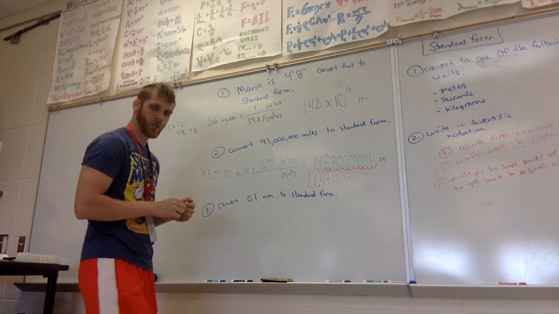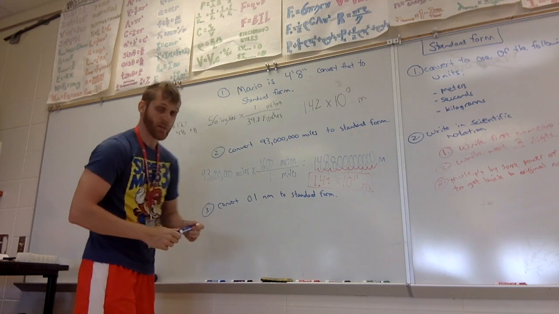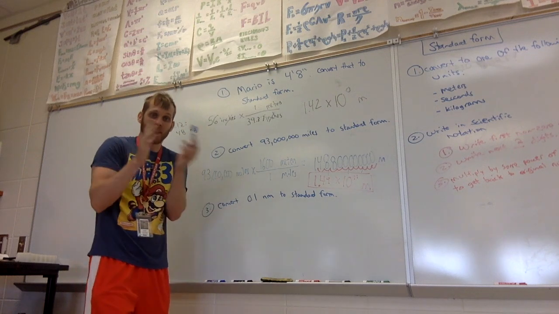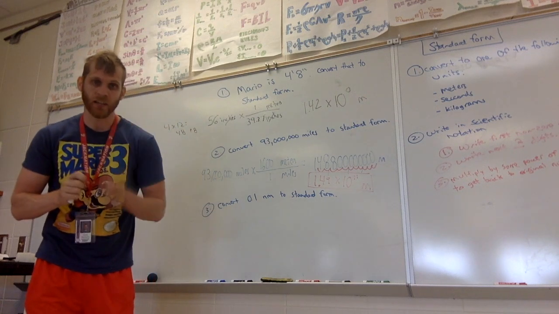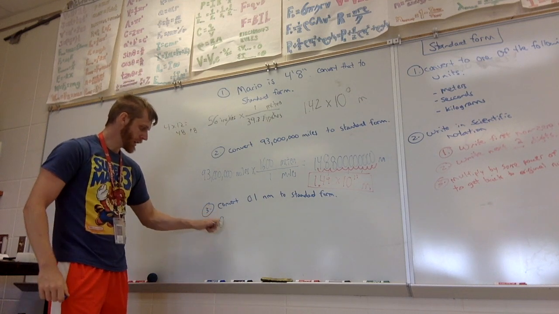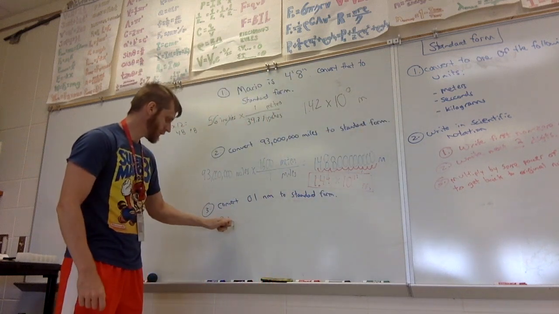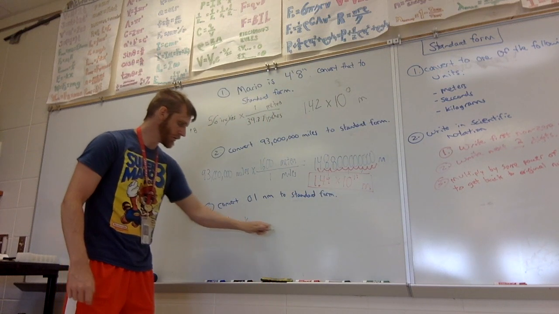All right, let's do one final example. Convert 0.1 nanometers to standard form. Now, that's about the size of an atom, the average size of an atom, 0.1 nanometers. So start with what you know, 0.1 nanometers, that's the length. We're going to convert to meters.